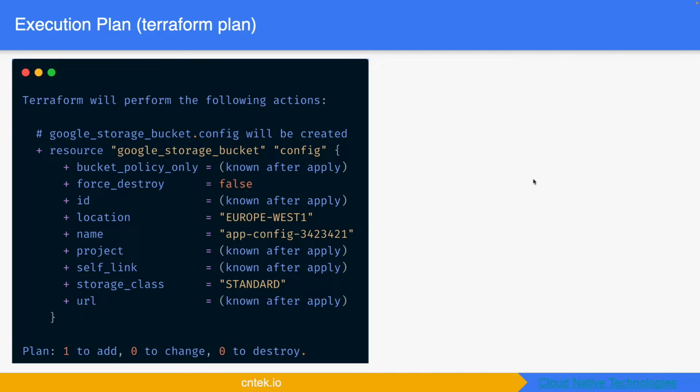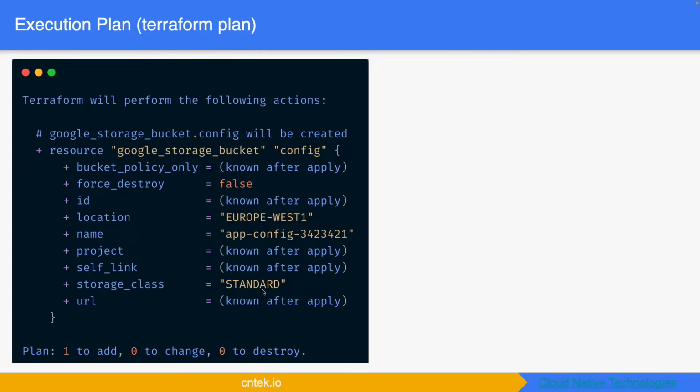Then we do a dry run, or you can say executing a plan. For that, we run the terraform plan command. Once we run it, we will see output something like this. Here it's showing a plus sign, which means it is going to create some resource, which in this example is a Google Storage bucket resource. And what are the values it knows? For example, it's going to create in Europe West 1, its name is this, storage class is standard.